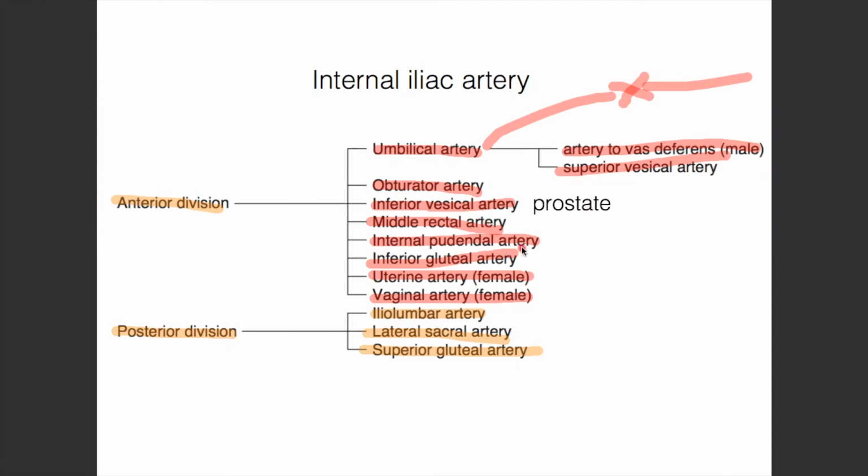In the middle rectal, which is going to supply the rectum. Internal pudendal artery, which will basically supply the perineum, plus the lower part of the rectum. So, okay. Then there's the inferior gluteal artery, the uterine artery and the vaginal artery.